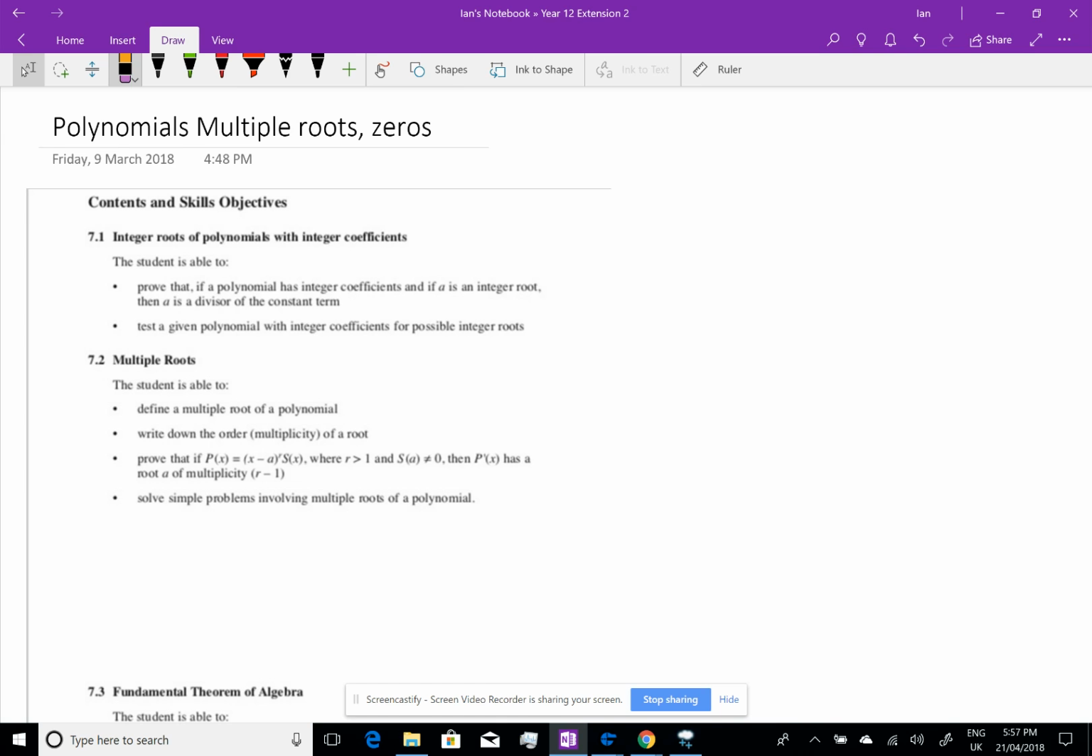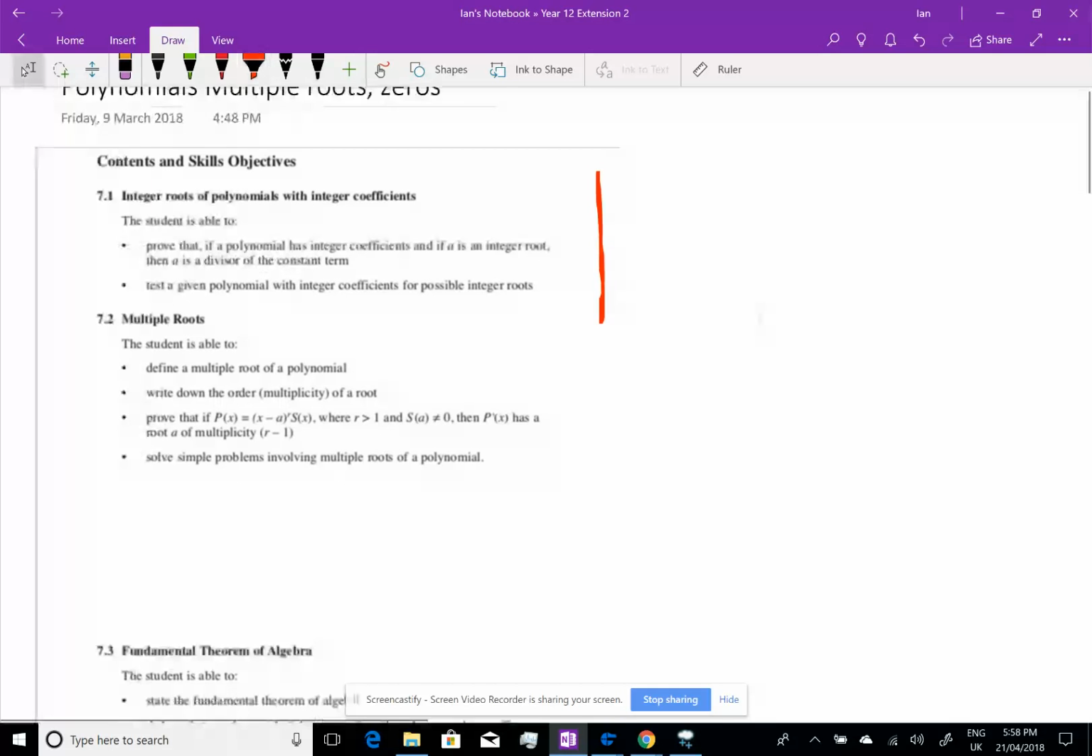All right, Year 12, I'm about to go over multiple roots, which is exercise 5B from Patel in polynomials. And we've already done this stuff here. This is the syllabus document and the dot points. And we look at 7.1, integer roots of polynomials with integer coefficients. And we've just been using the remainder and factor theorem to go through these.